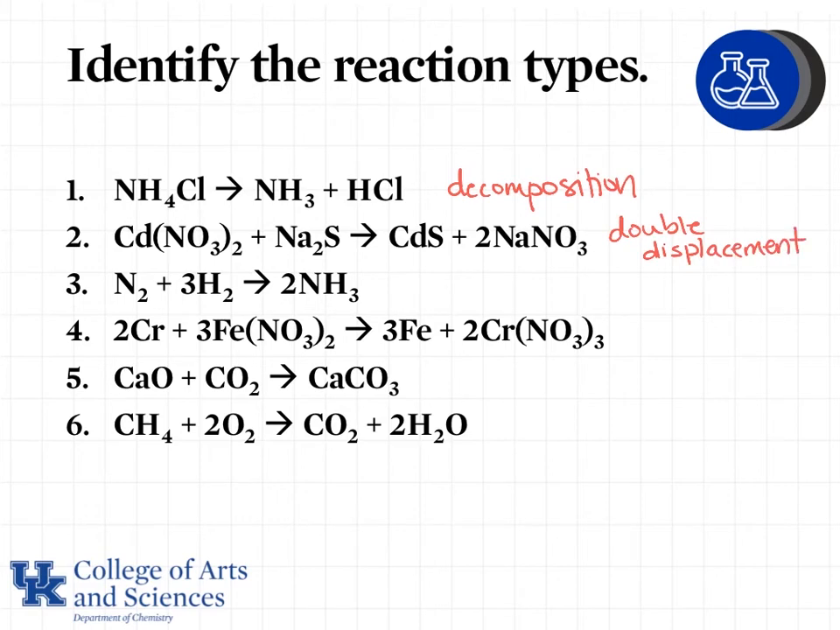On to reaction number 3. In this case, we start with two elements and form a compound. Therefore, this is a combination reaction, and sometimes you'll see it called a synthesis reaction. What about number 4? In this one, we see that we start with an element and an ionic compound, and we end with an element and an ionic compound. But the identity of the free element versus the cation in the compound has changed because they've swapped places. Therefore, this is a single displacement.